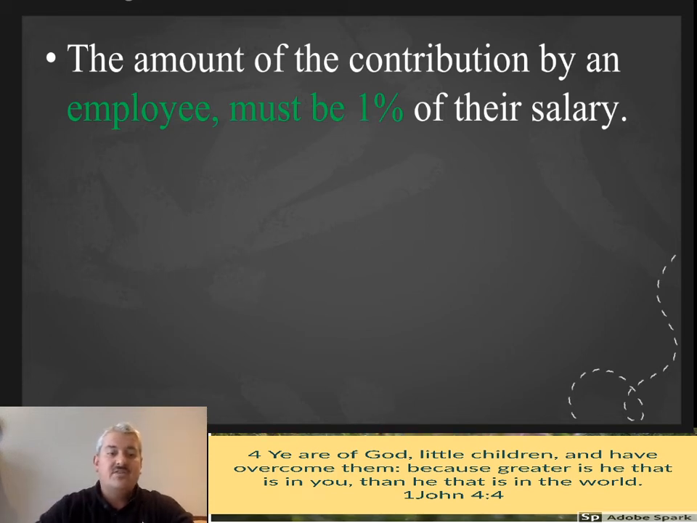There's a formula. You'll see that the employee must pay 1%. Okay, 15,000. What is 1%? So what you do is 1 over 100. The easiest way I always do it is just divide it by 100, move the comma, and then you get your contribution.